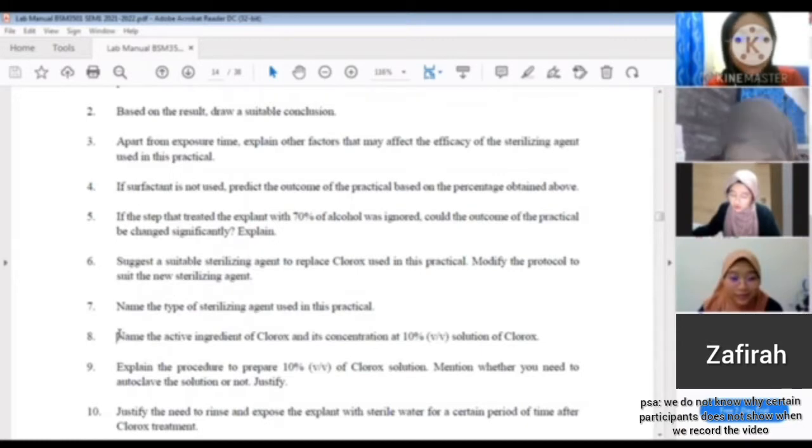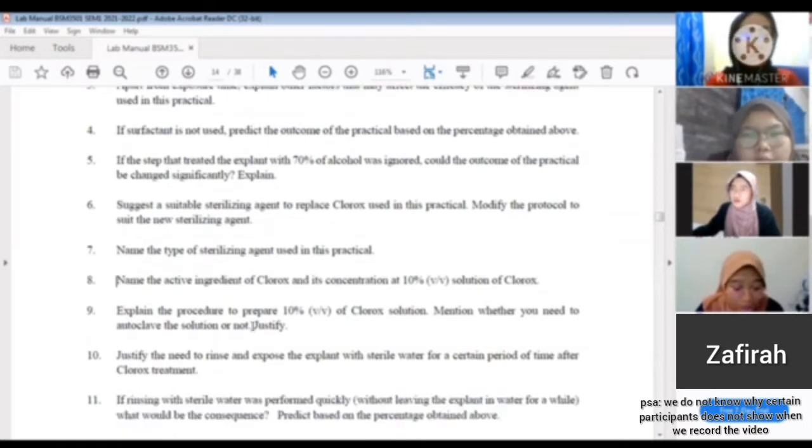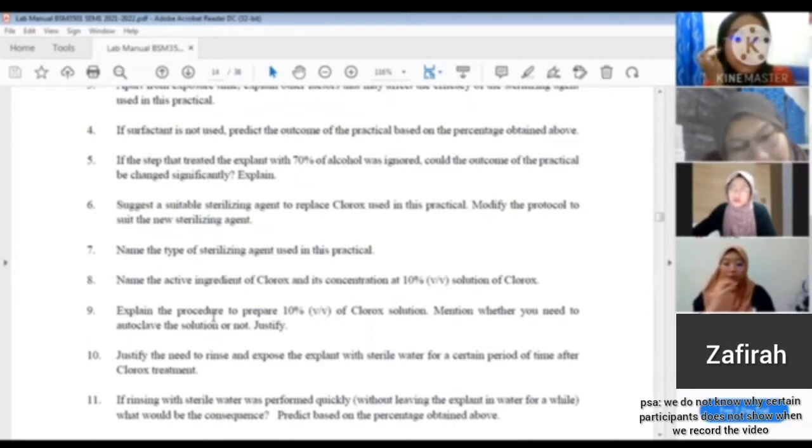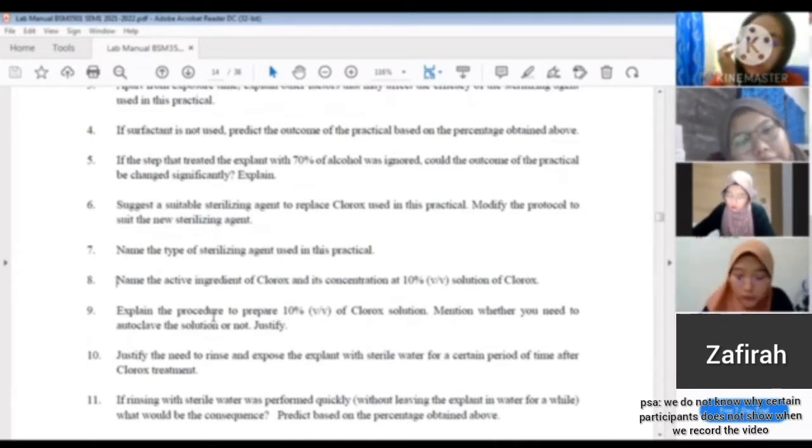Yes. All right. So number 8, name the active ingredient of Clorox and its concentration in a 10% solution of Clorox. For me, as we know, Clorox is sodium hypochlorite, right? So the active ingredient of Clorox is maybe the chlorine, because chlorine is a strong oxidizing agent, and also it comes from the halogen group, which is group 7. And then the concentration is about 7.03%.